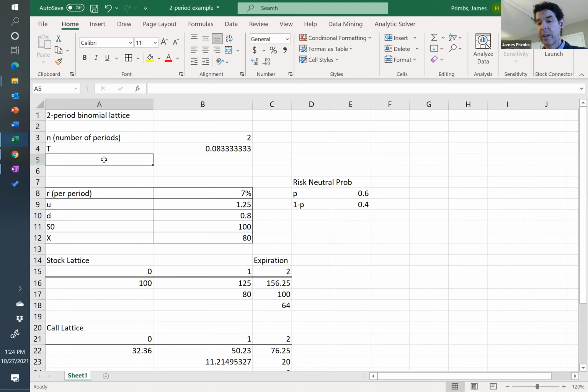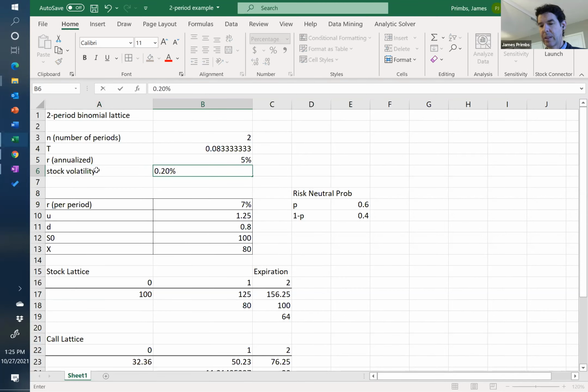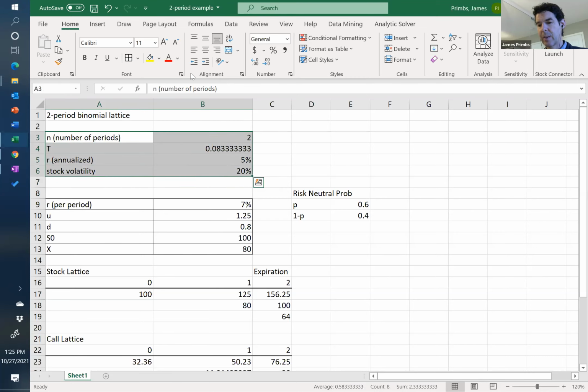Often when you look up an interest rate, you're going to get an annualized interest rate. Let's take that to be 5%. I'm just making up these numbers. And then I need the stock's volatility, maybe I'll take that to be 20%. These are the things that you would really start with, right here. And then using the formulas that we just had, we calculate the things down here.